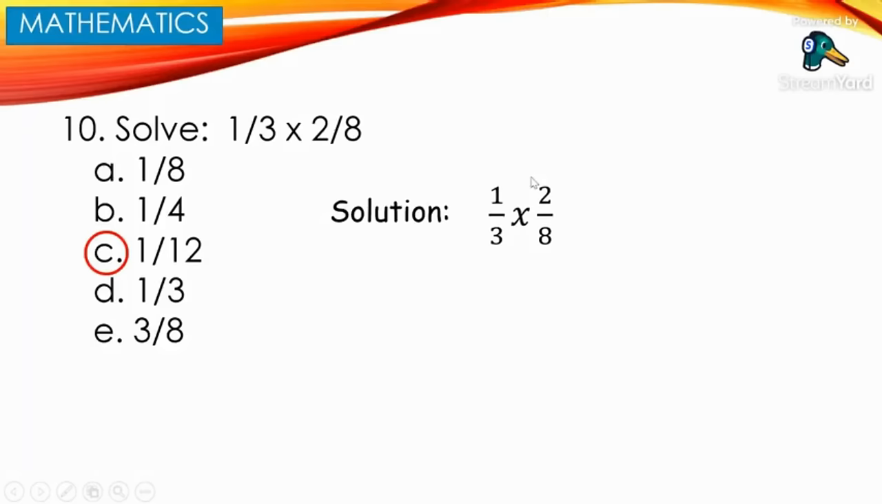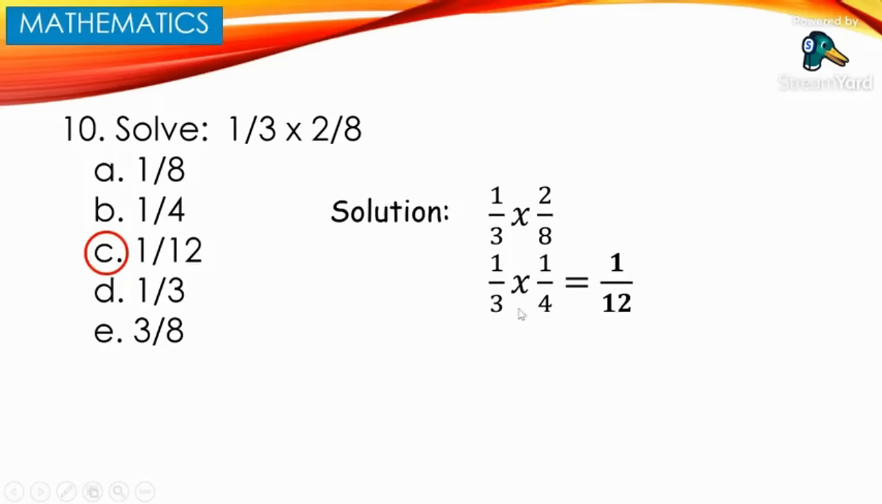So, 2 and 8 may common factor which is 2. 2 divided by 2 is 1. And then 8 divided by 2 is 4. So, nasa lowest term na yung 2 over 8, naging 1/4. So, we multiply 1 times 1 is equal to 1. 3 times 4 is equal to 12. So the correct answer is 1 over 12.